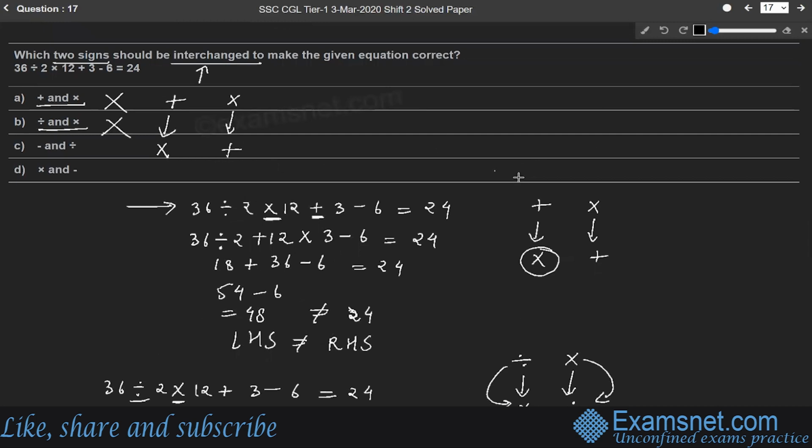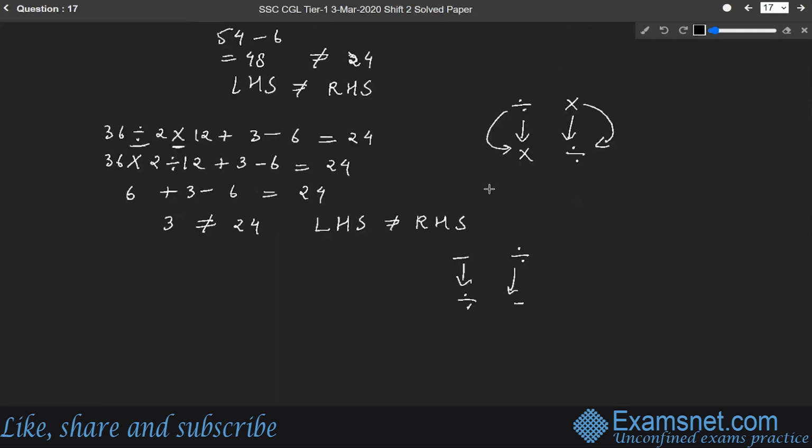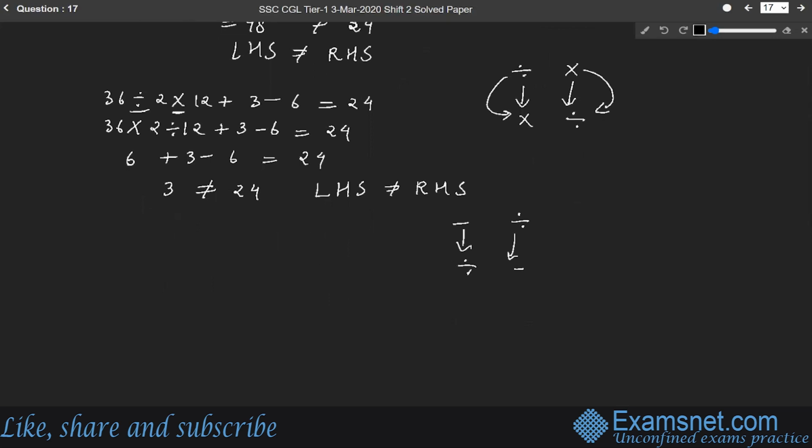Now let us check for the third option. What is the third option? Minus and divide. So the symbols are minus and divide. It means that we have to change minus to divide and divide to minus. All right. So let us write the equation again. The equation is 36 divided by 2 into 12 plus 3 minus 6 is equal to 24.